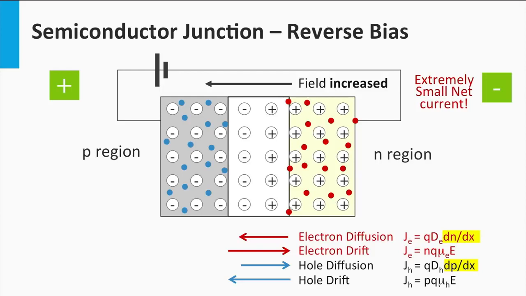Since the electric field E is larger, the drift of electrons and holes is slightly enhanced. In this case, the drift current density is dominating the diffusion current density. Since the drift current density is ruled by the density of the minority charge carriers in the P and N region, the total net current is extremely small. In the reverse bias condition, an extremely small current will move from the contact at the P region to the N region. This means that on average electrons are walking from the contact of the N region to the P region.